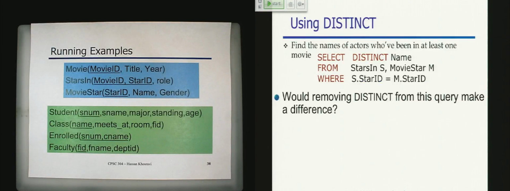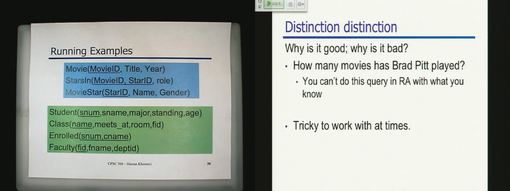Any questions? Okay, so the question is, what's the good and the bad about distinct? The problem is, with what we know so far from relational algebra, there was no way to see, for example, how many movies Brad Pitt has played in. Because all you're getting is a set. When you say, give me the names of people who have played in a movie, it's going to get rid of the duplicates, so I'll only have Brad Pitt once, and it wouldn't be easy for me to find how many movies he's been in.